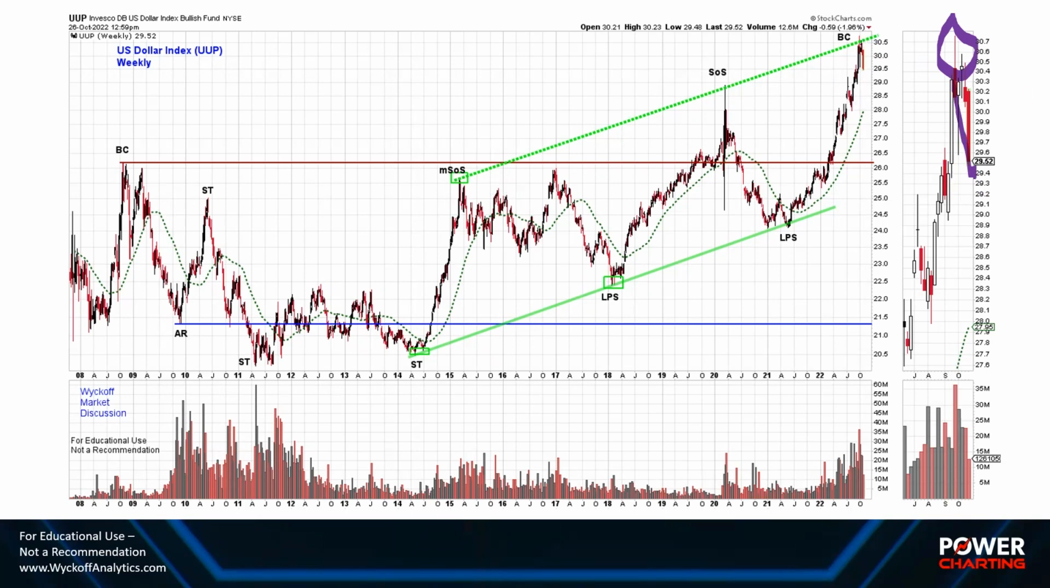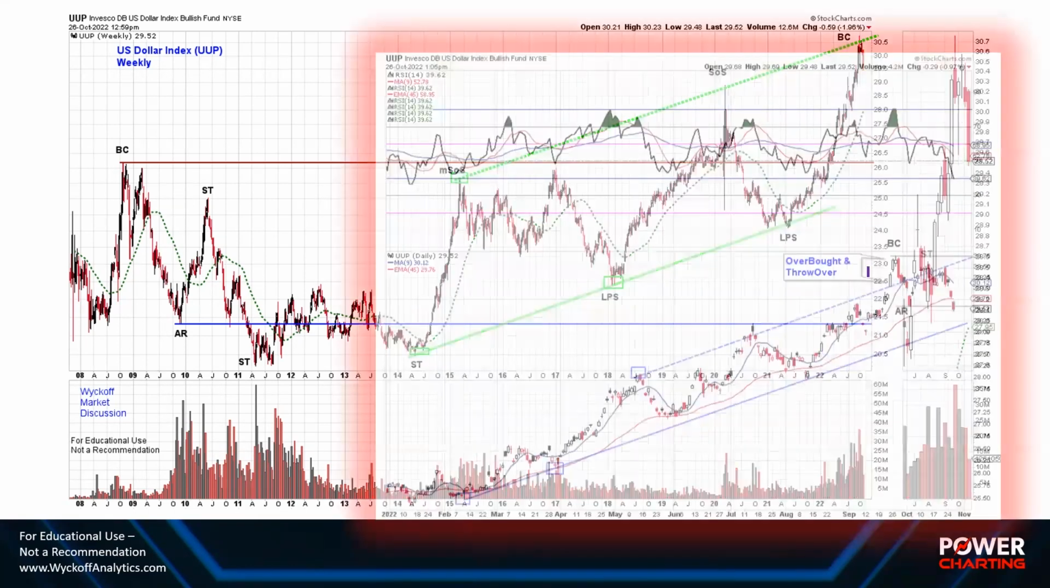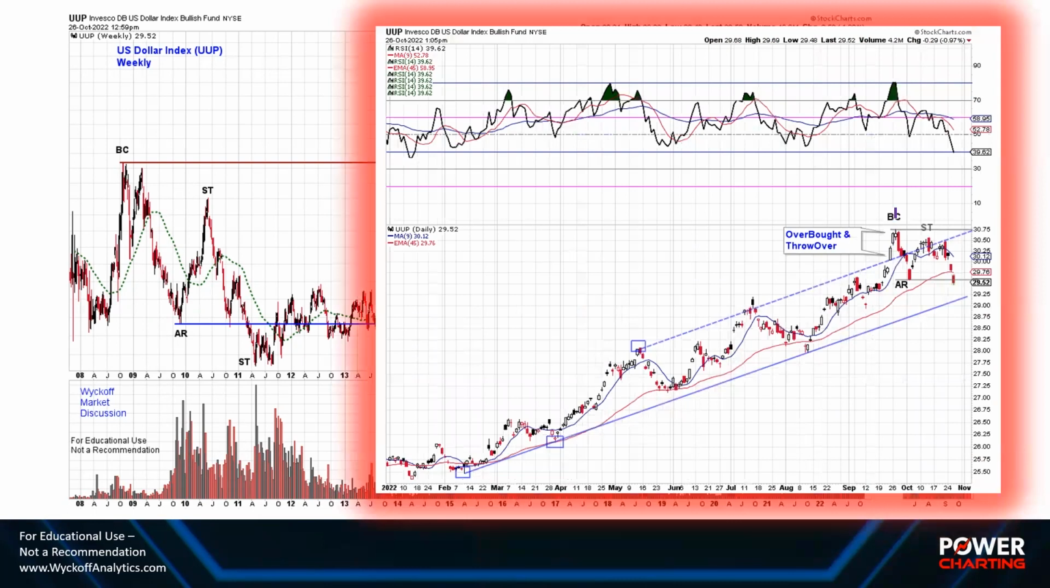Well, what has happened since? Let's take a look. And here is the buying climax on a daily chart. This is a local trend channel, not as big as the one we just looked at. Overbought, throw-overs, look at the gaps, acceleration, that's exhaustion. And it comes at the top of the channel and then reverses hard in an automatic reaction almost instantly.